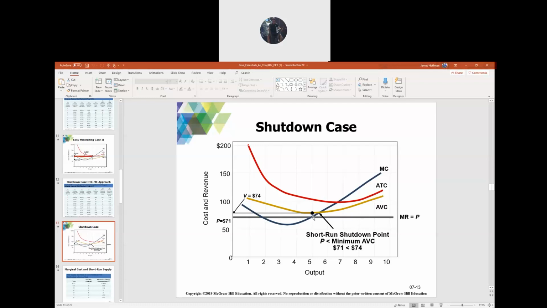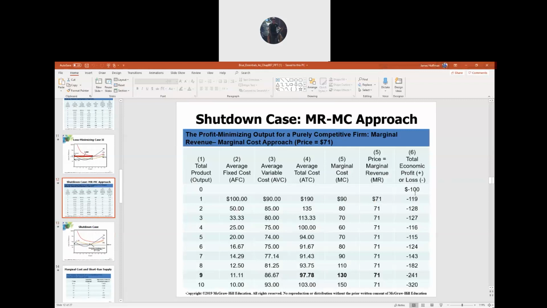Sorry, at that best case scenario, the average total cost curve is above that, which means that their costs are too high. So the revenue they get at any option, let alone their best case, is going to be worse than just shutting down. So the best thing to do here is just to lose the short run fixed cost of 100 and shut down. So those are the three cases.